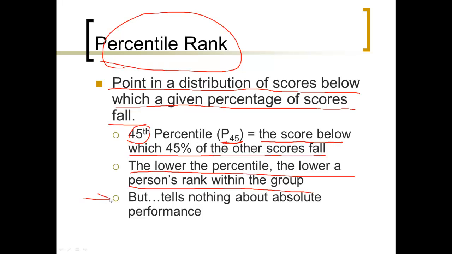But last but not least, and very important, it tells us nothing about the absolute performance of what that student did. All it tells us is their rank in the group. That's it.